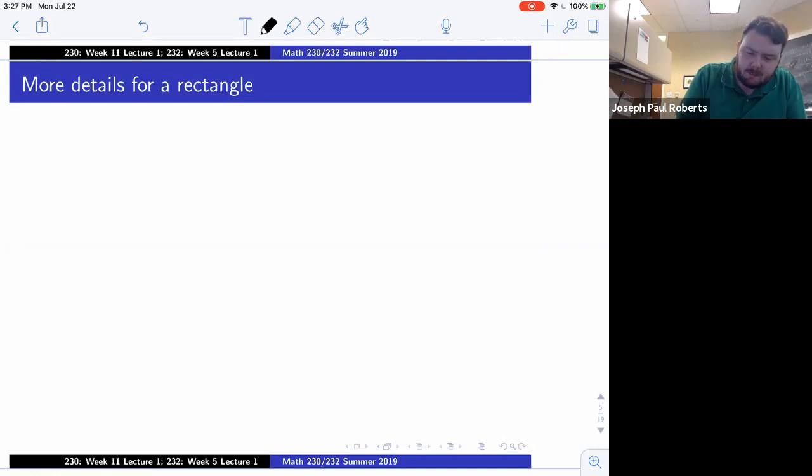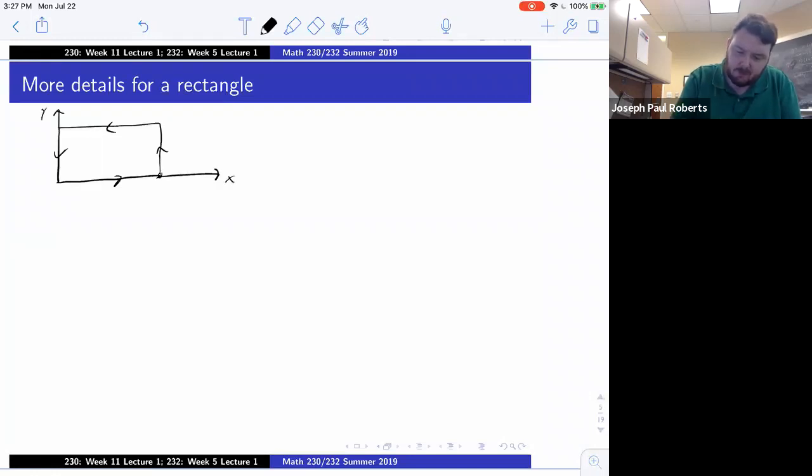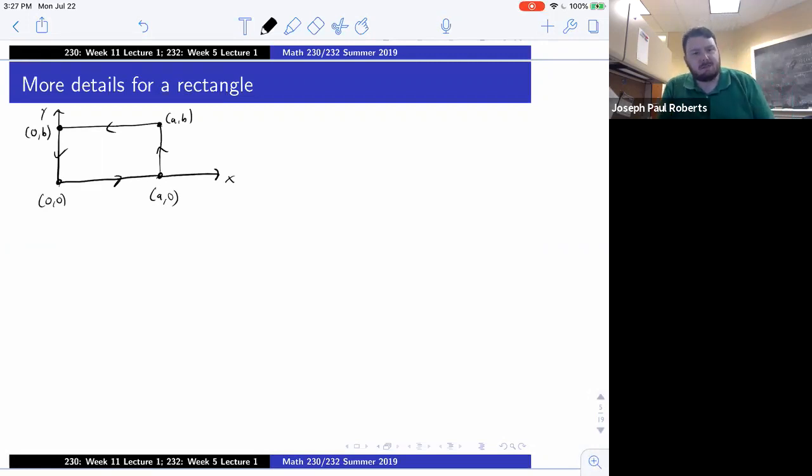Yeah, let's take a look. Let's make it a little bit easier and assume that the rectangle has corners 0, 0; a, 0; a, b; and 0, b. Let's just assume that that's our rectangle. Again, this is going to capture all the big ideas while making it a little easier to see than if I had some general region going on.